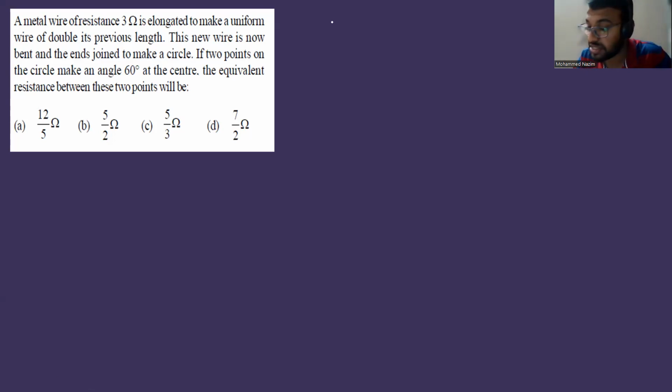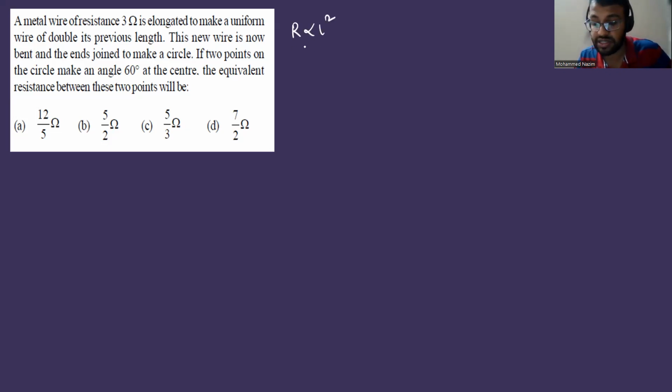So a metal wire of resistance 3 ohm is elongated. It is stretched to make a wire of double its previous length. So we know the formula. If you're stretching the wire, length is going to increase, but area is going to decrease, but volume will remain constant. And for stretching problems, we know that R is proportional to L square, isn't it?